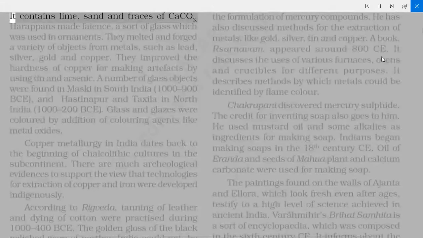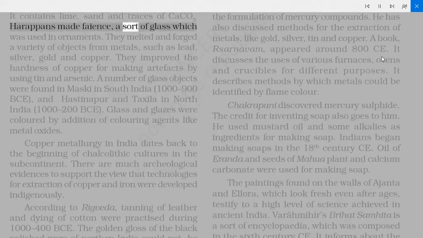It contains lime, sand and traces of CaCO3. Harappans made faience, a sort of glass which was used in ornaments. They melted and forged a variety of objects from metals, such as lead, silver, gold and copper. They improved the hardness of copper for making artifacts by using tin and arsenic. A number of glass objects were found in Maski in South India, 1900 BCE, and Hastinapur and Taxila in North India, 1200 BCE. Glass and glazes were colored by addition of coloring agents like metal oxides.